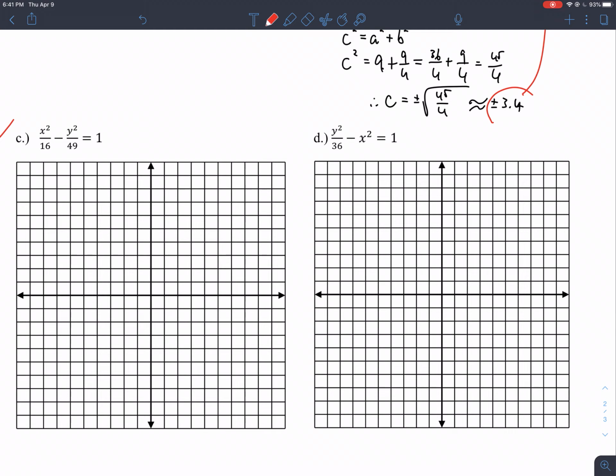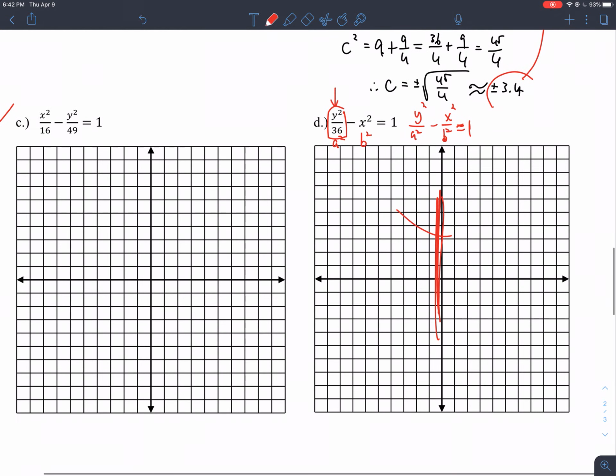So again, I'm going to write the standard form, y squared over a squared minus x squared over b squared equals 1. And so I know that this is a squared, and I know that this is b squared. What's b squared? B squared is 1. Okay? And so all I need to do now is draw things. You should know that because y squared is the first fraction, in front of the minus, therefore my transverse axis is going to be vertical.